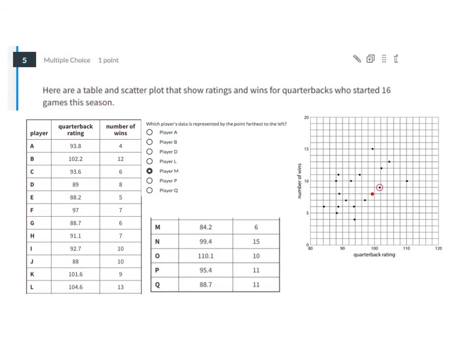Here's number 5, same information, quarterback and the players. And then we're asking which player's data is represented by the point farthest to the left. If we look at farthest to the left, we are looking at this guy here. So that's probably around 84, 85. So let's look at it, 84, 85, what's 89, 88. Going through, looking at it, that's going to be player M.